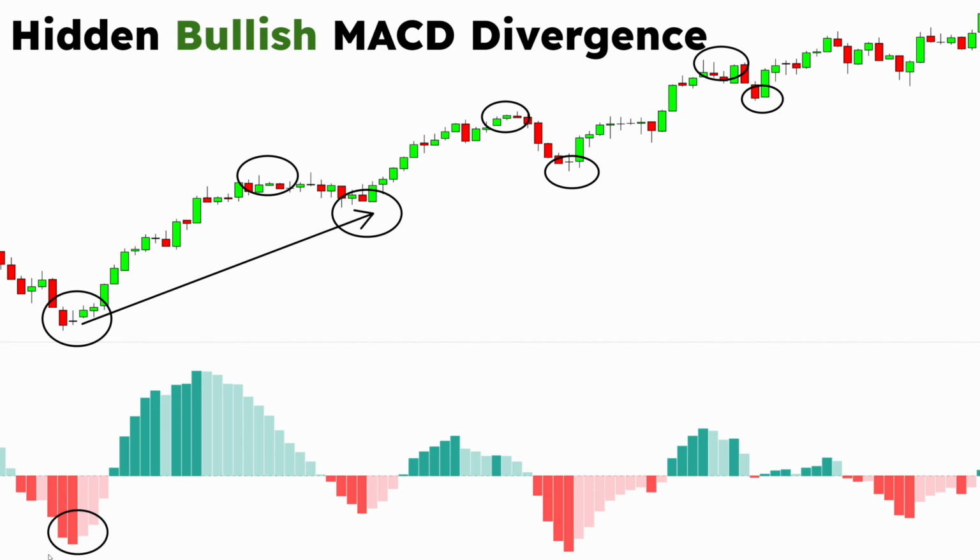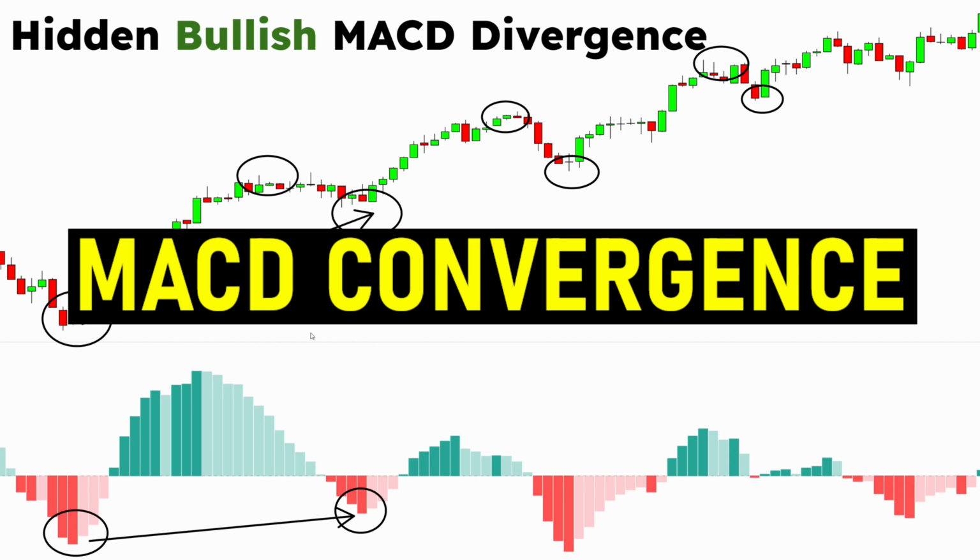And if you switch the attention down to the MACD, you can see that we have the MACD printing one low and then also a higher low. So here we have the lows of the MACD and the lows of the price going in the same direction. This is what we call a MACD convergence.